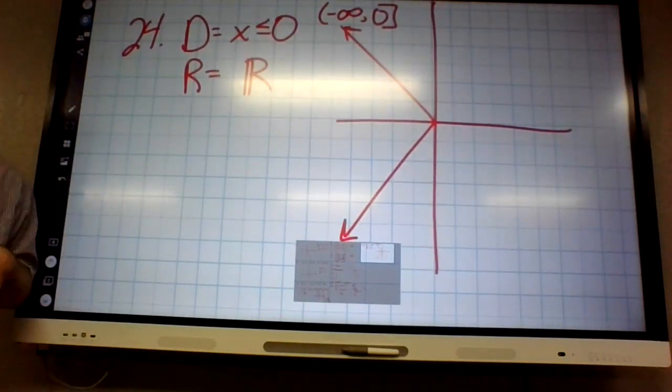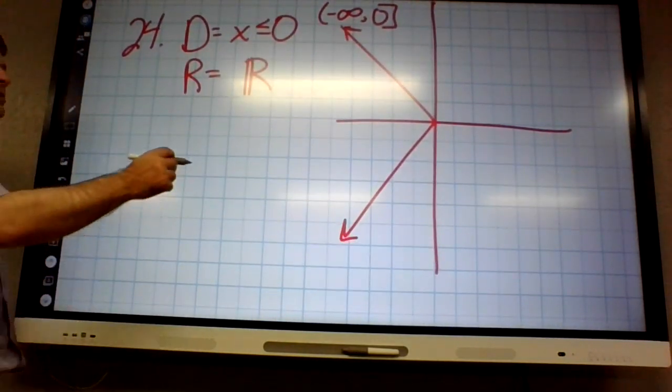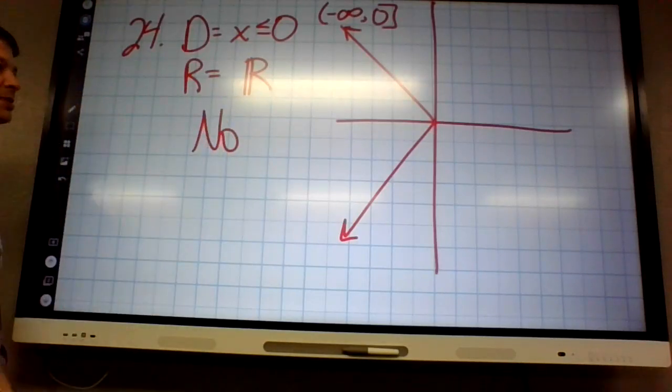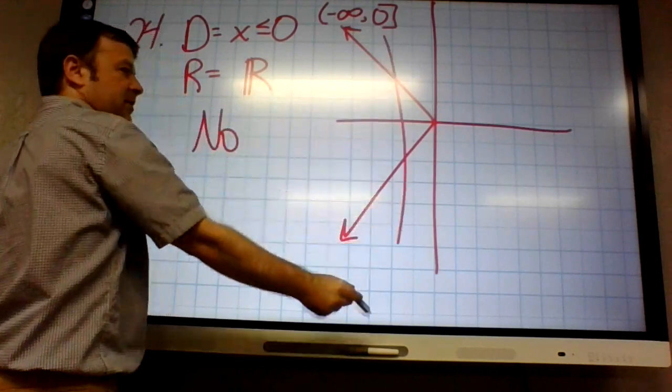Oh, is it a function? I almost forgot. Don't forget to write yes or no on these guys. It's not a function. Why is it not a function? Why would you say yes? It fails the vertical line test.